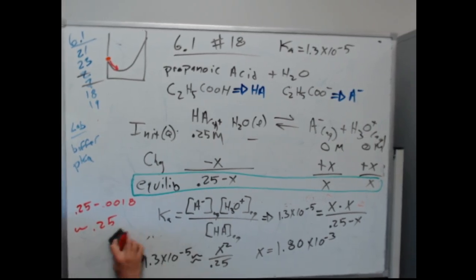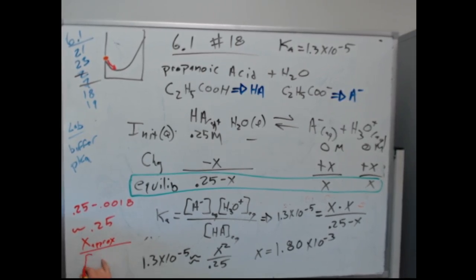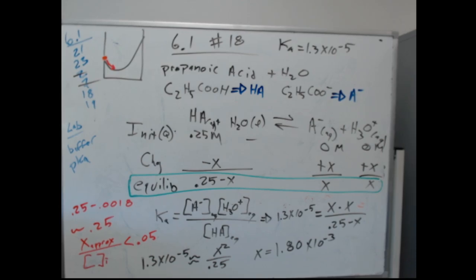Not that much. And so the thing that becomes important for us is x approximate divided by concentration initial has to be less than 0.05. This is not technically percent error, that would be a small percent difference. So I can take my 1.8 times 10 to the minus 3 divided by 0.25, and I get 0.0072. Right? I'm going to introduce some error, but not very much. And it saved me solving a quadratic.